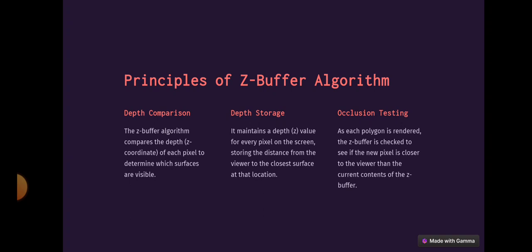The Z buffer algorithm stores the depth of each pixel in a separate buffer. During rendering, for each pixel, the algorithm checks if the new object is closer to the viewer than the previously rendered object at that pixel. If it is, the new object is drawn and its depth value is updated in the buffer. This technique is widely used due to its simplicity and effectiveness.